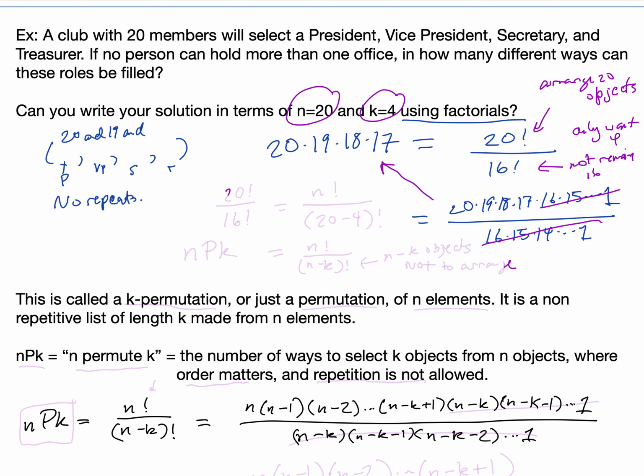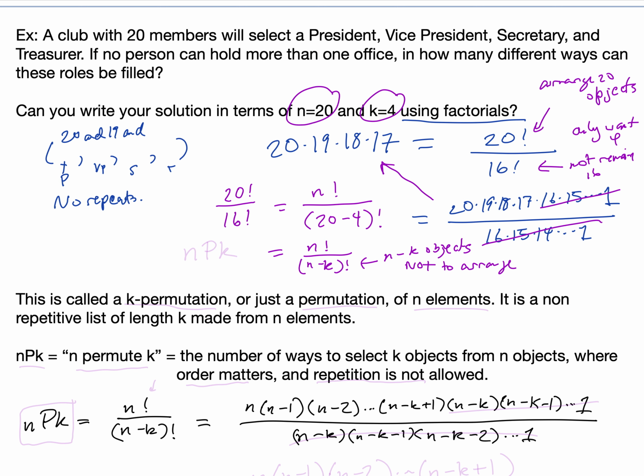So the 20 factorial on top is pretty clearly our n factorial. What about our 16 factorial on the bottom? So our 16 factorial, that is 20 minus 4 factorial. In other words, this is n factorial over n minus k factorial. We have n objects in total. We want to arrange k of the objects. This leaves n minus k objects basically not to arrange. There are n minus k objects that we're not interested in arranging out of the n objects.